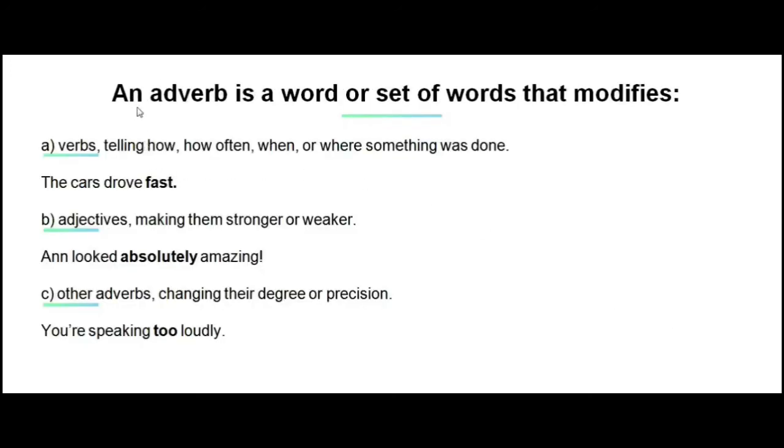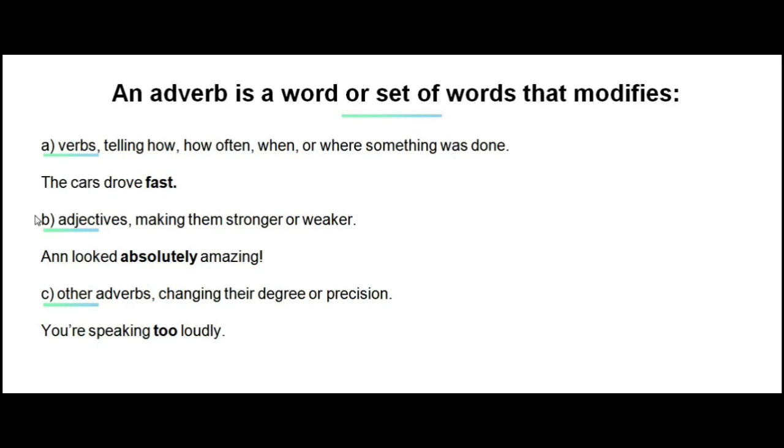On the other hand, an adverb is a word or set of words that modifies verbs, telling us how often, when, or where something was done. For example, the cars drove fast. The adverb fast describes how the cars drove.